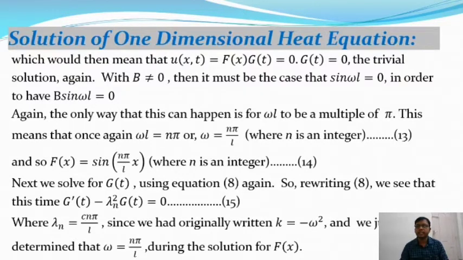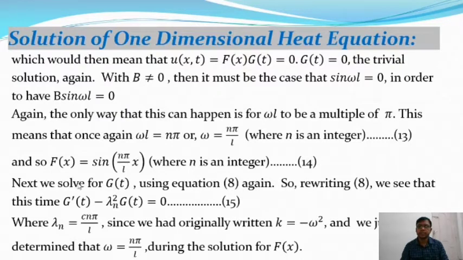Again, the only way this can happen is for omega l to be a multiple of pi. Sin omega l is equal to 0, and from this we get omega l is equal to n pi, where n is any integer. That means omega is equal to n pi by l, where n is any integer, positive or negative, and we can write it as equation number 13. And so f of x is equal to sin of n pi by l into x, where n is any integer, and we can write it as equation number 14.